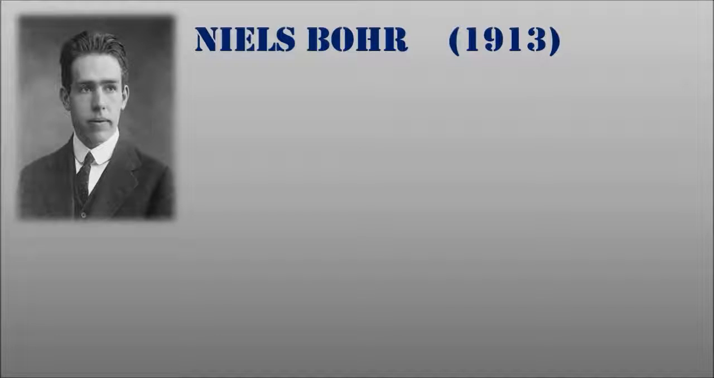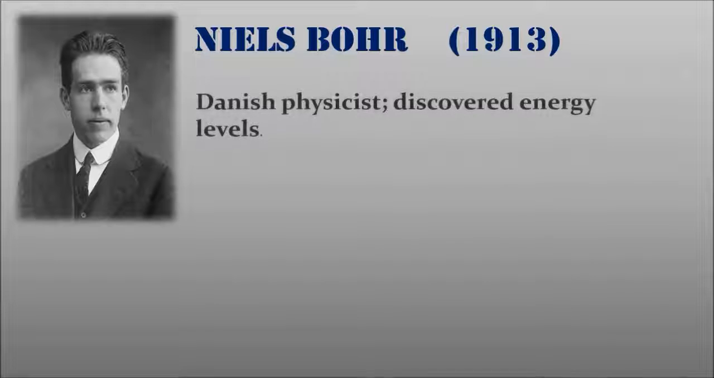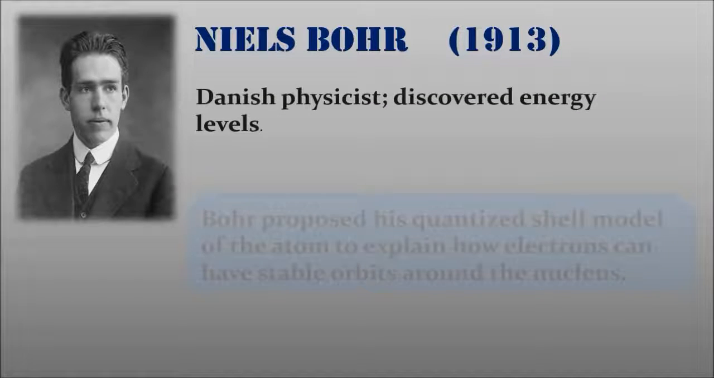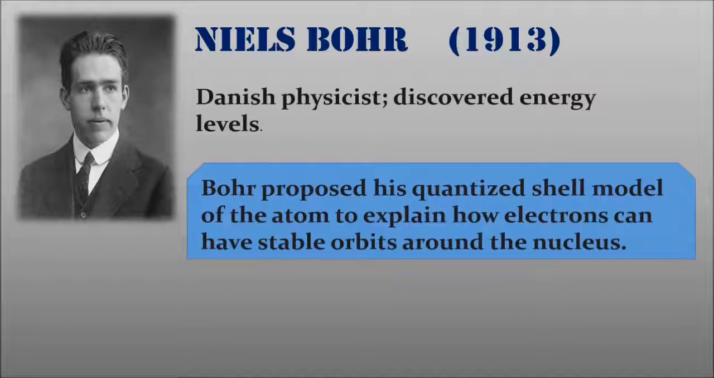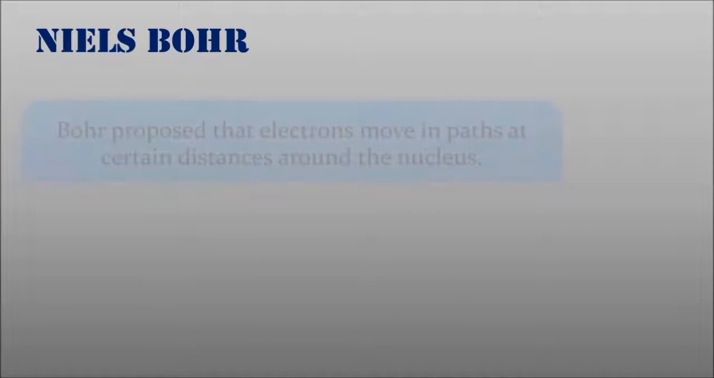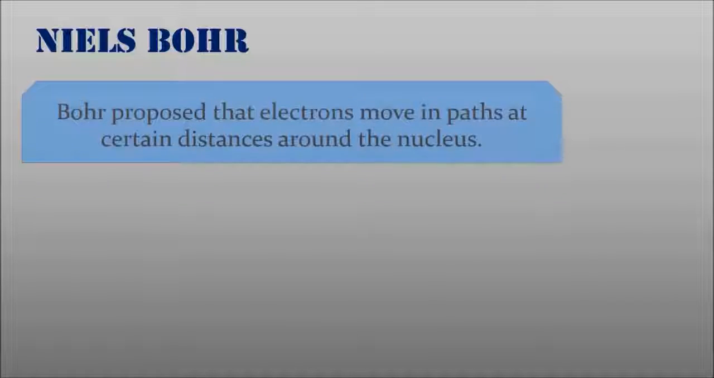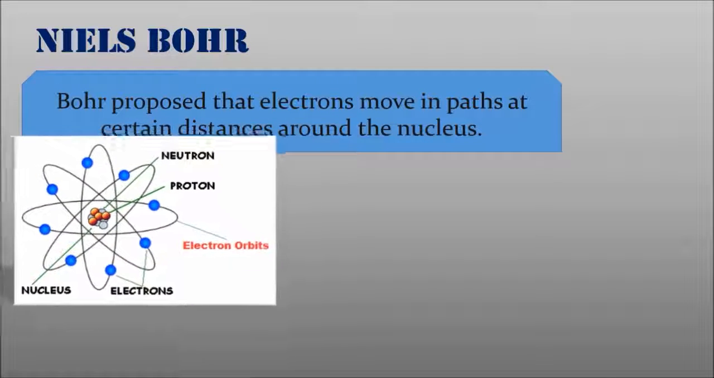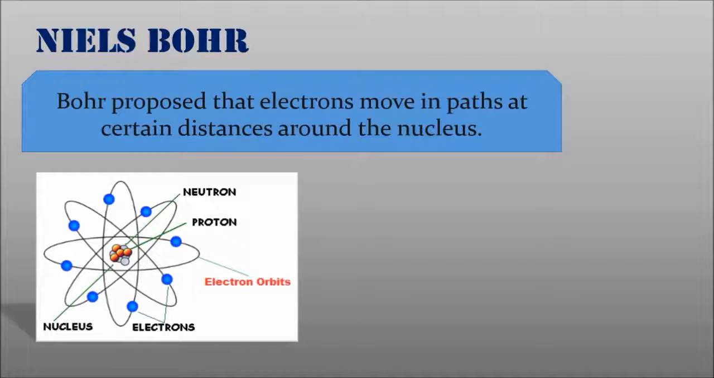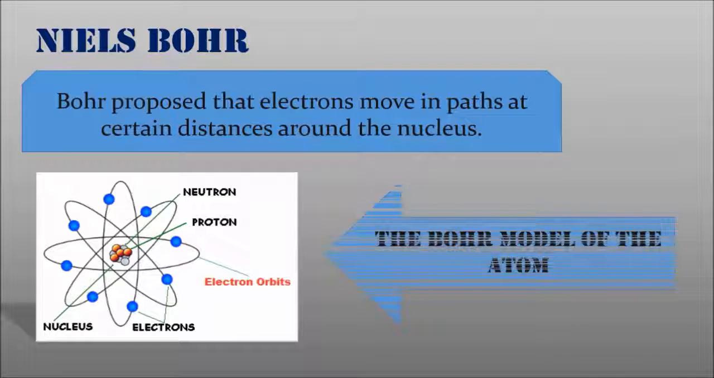Niels Bohr, Danish physicist, discovered energy levels. Bohr proposed his quantized shell model of the atom to explain how electrons can have stable orbits around the nucleus. Bohr proposed that electrons move in paths and certain distances around the nucleus. He named it the Bohr model of the atom.